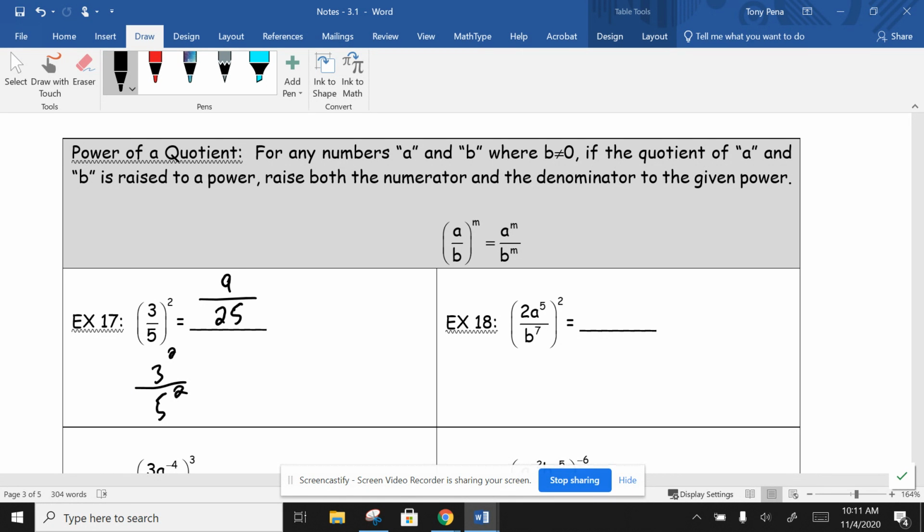So number 18, same thing. Every term in here gets squared. So this would become 2 squared, a to the 10th over b to the 14th. All right, so powers to a power. 2 times 1 is 2. 2 times 5 is 10. 2 times 7 is 14. So each of these now got raised to the power of 2. And then I probably would now finally write this as a 4, a to the 10th, over b to the 14th. All right.